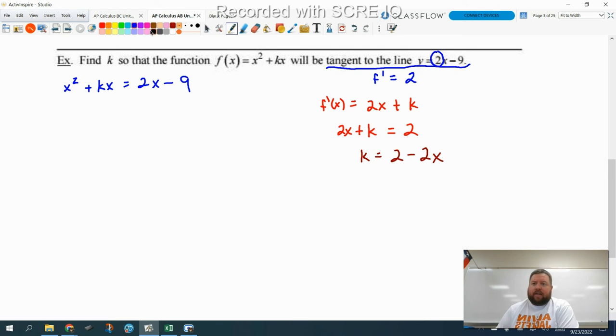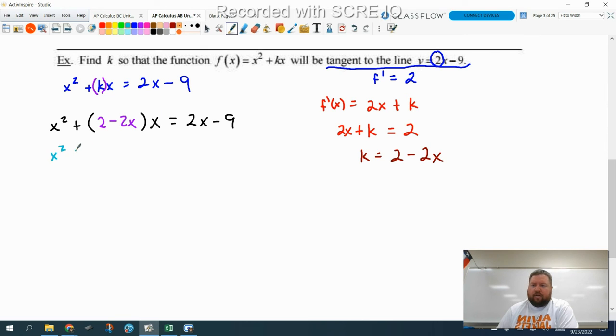Okay, so I have x squared plus, this is where I'm going to do my substitution, times x equals 2x minus 9. So that substitution I'm making is my 2 minus 2x going in for k. Draw my parentheses a little nicer. All right, so now I can do some algebra with this. It is a quadratic equation, so I'm probably going to have to factor. I definitely need to distribute my x in here, so let's do that first.